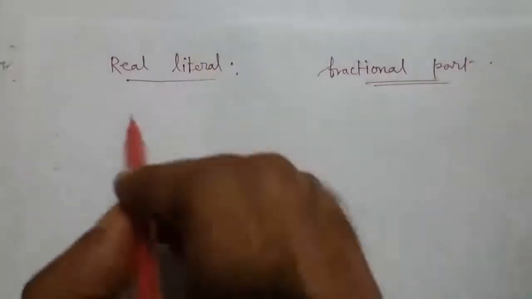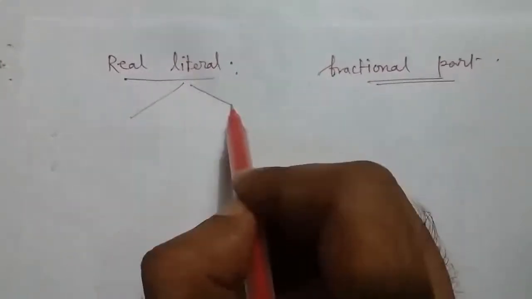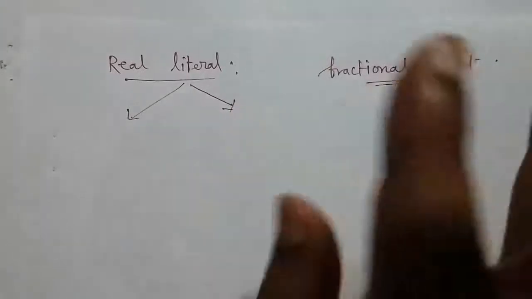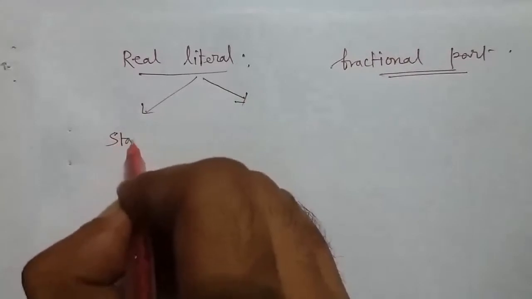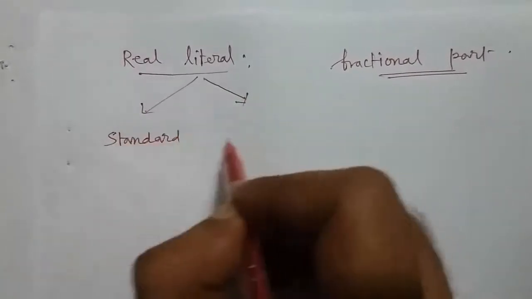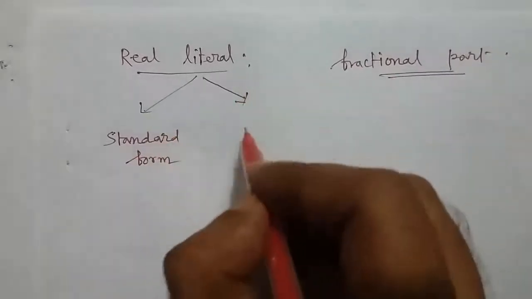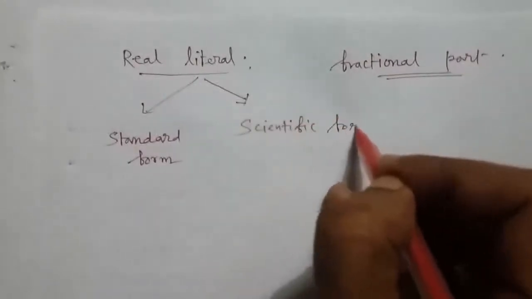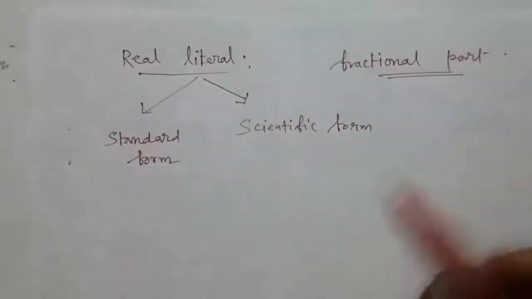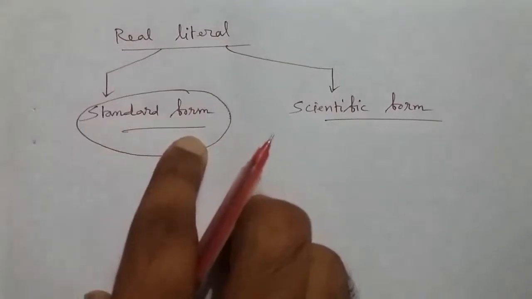Now, the important thing about real literals is that you need to know two things. These real literals are represented in two possible forms. Number one is standard form, or fractional form. There are two names: standard form or fractional form. And the second one is scientific form, or exponent form. Okay, so first, the standard form.